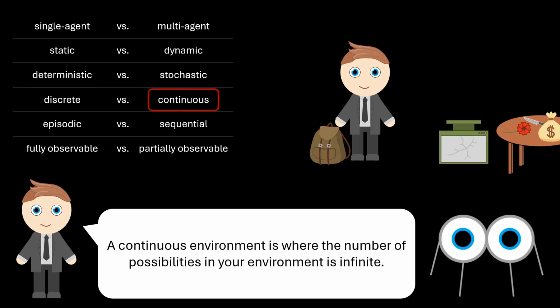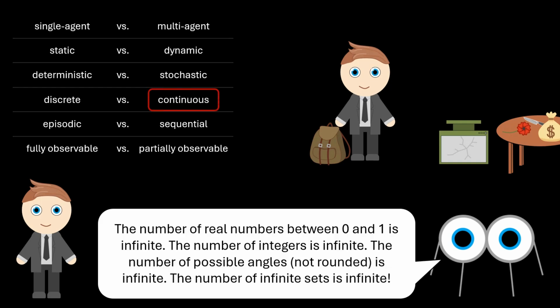A continuous environment is where the number of possibilities in your environment is infinite. The number of real numbers between 0 and 1 is infinite. The number of integers is infinite. The number of possible angles is infinite. The number of infinite sets is infinite.